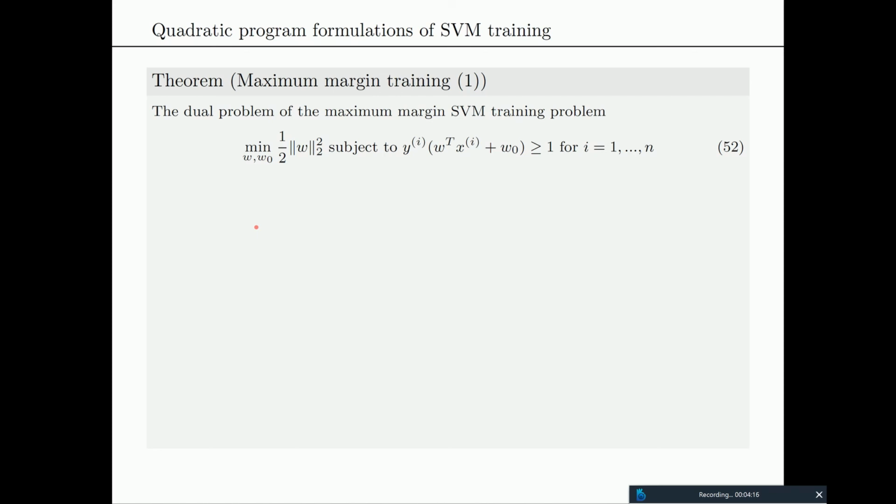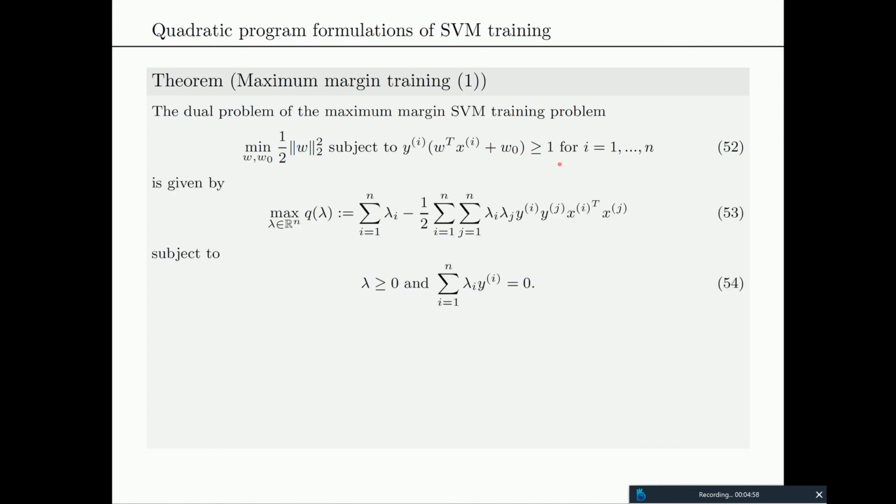So we start again with our maximum margin support vector machine training problem that we've seen a couple of hours ago. We want to minimize the weight vector norm with respect to w, subject to the constraints that we do correct classification. So this is again that our y_i times our linear affine function is equal to or larger than 1: 1 if it's a support vector, and larger than 1 if it's correct classification. And we assume that this is possible because we assume a linearly separable training set.